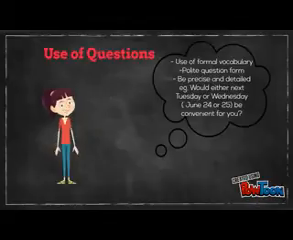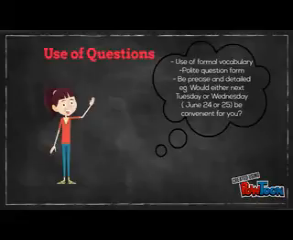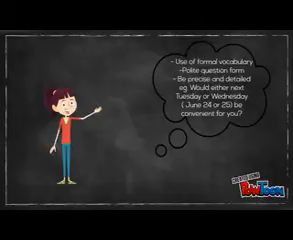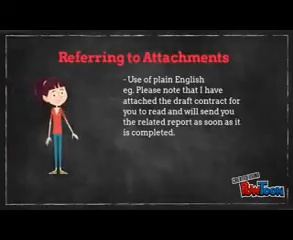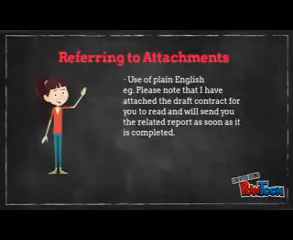The question needs to be structured in a polite form and be precise and detailed, meaning it will give options and a date if needed. As is evident from this question, "Would either next Tuesday or Wednesday, June 24th or 25th, be convenient for you?" It gives an option and a specific date. Furthermore, when referring to attachments, you use plain English and there is a promised action in the end. For instance, "Please note that I have attached the draft contract for you to read and will send you the related report as soon as it is completed."